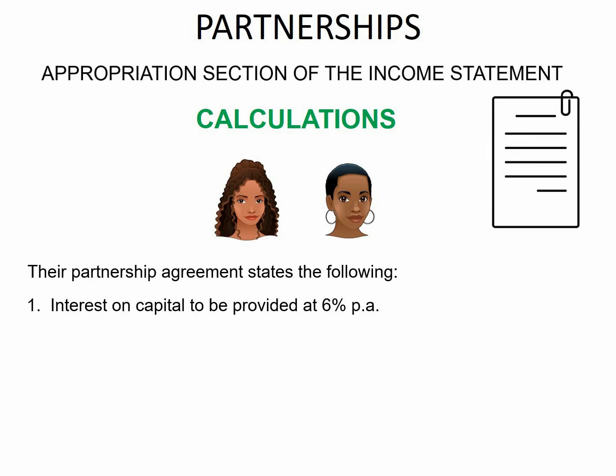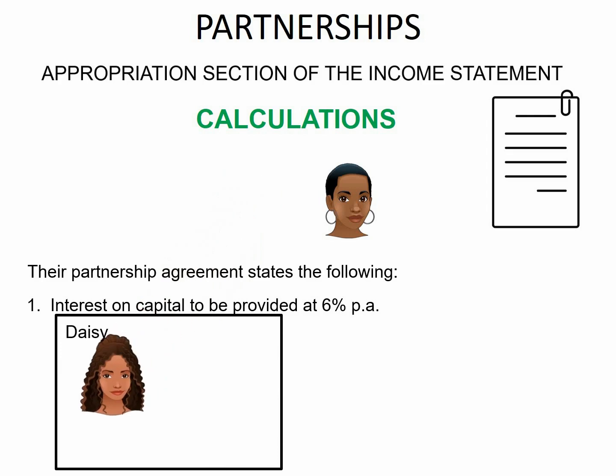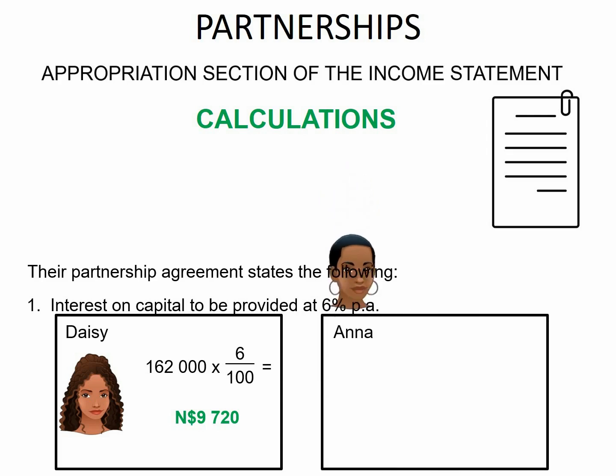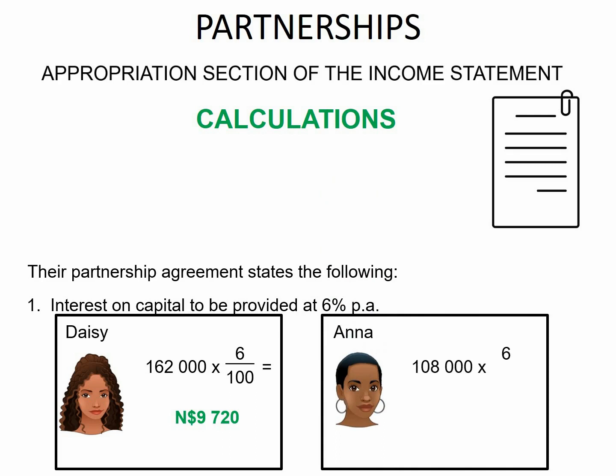We'll first start with interest on capital. So now we have Daisy. Daisy invested $162,000, so we'll take that amount times 6 over 100, which represents 6%, which gives us $9,720. If we have a look at Anna, Anna invested $108,000 and we'll also multiply that with 6%. So Anna will receive interest on capital worth $6,480.